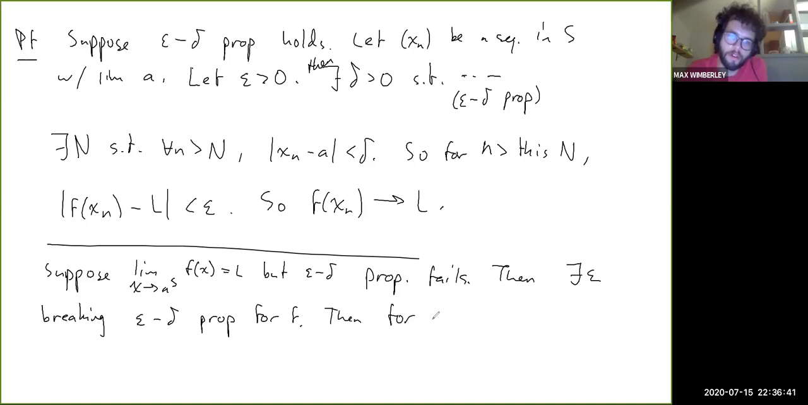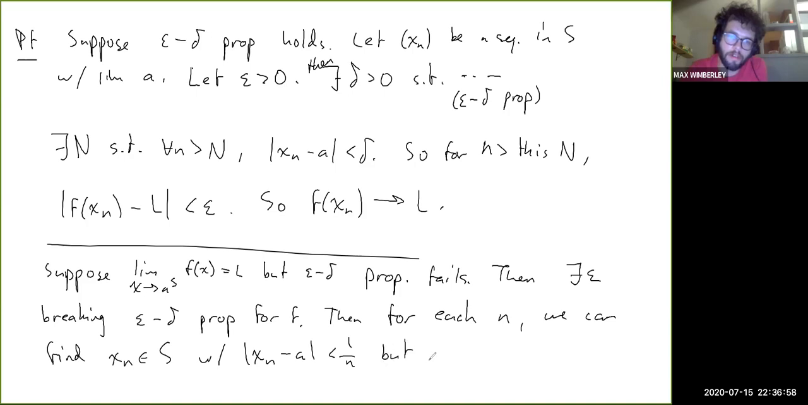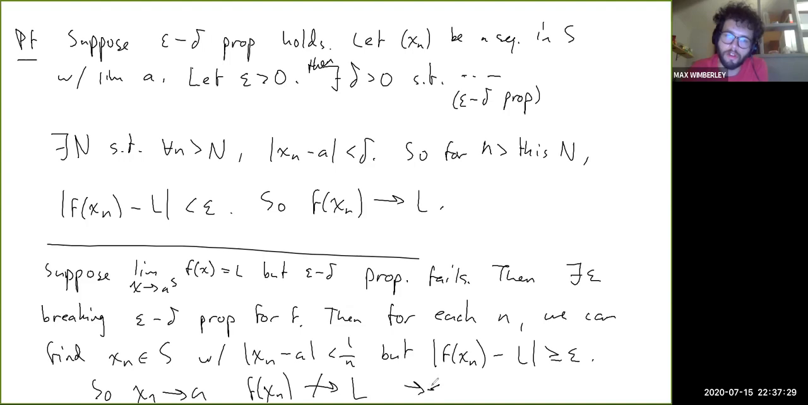So for each N, we can find Xn in S specifically with absolute value of Xn minus A less than 1 over N, but absolute value of F of Xn minus L greater than or equal to epsilon. So F of Xn does not converge for this sequence Xn. This Xn sequence that we constructed goes to A, and Xn is in S for each N, but F of Xn does not approach L, which is a contradiction.